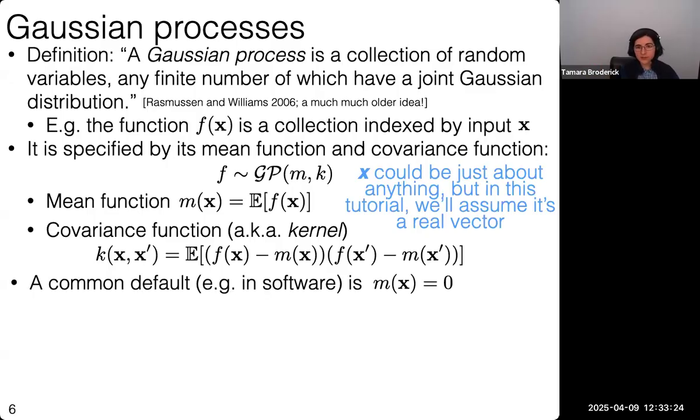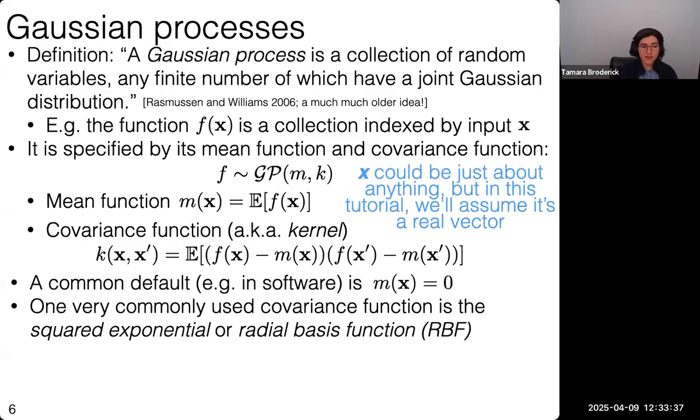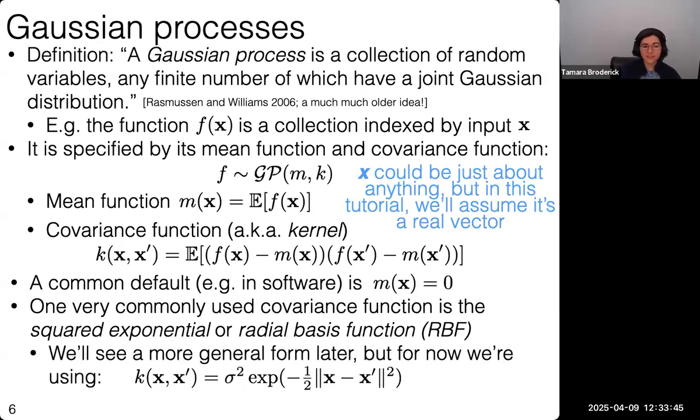Okay, we've been using the mean function equal to 0. That's an extremely common default, especially in software, but it's worth noting that it is technically something you specify about a Gaussian process. What does its mean? Also, technically, the covariance function is something you specify. We've been using a particular covariance function known as the squared exponential or radial basis function, RBF.